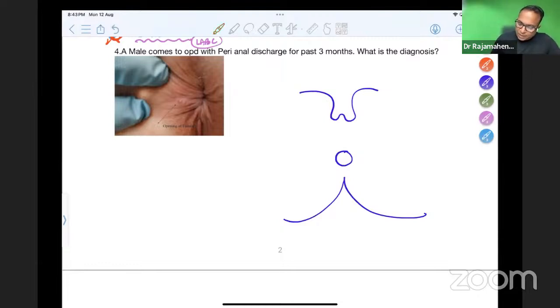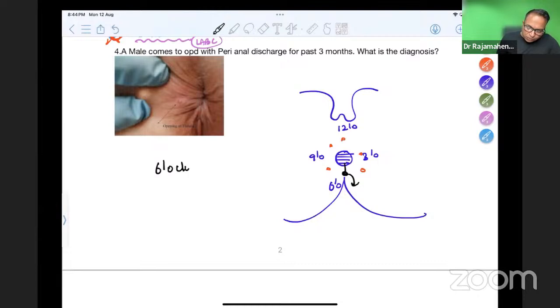So there is an opening shown in the anus. I'm not getting the exact image, but please remember, this is the 12 o'clock position, this is the 6 o'clock position, this is 3 o'clock, this is 9 o'clock. If there is an opening in any of these places, there is no confusion at all. Only problem starts when the opening is at the 6 o'clock position.